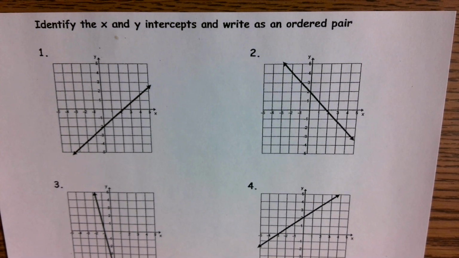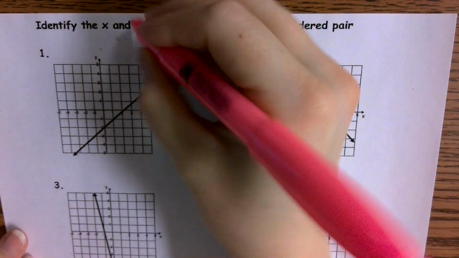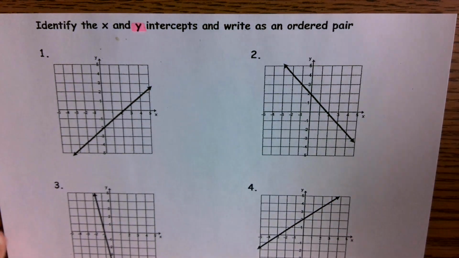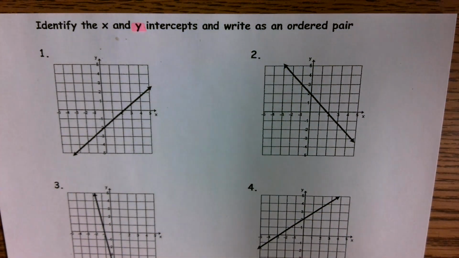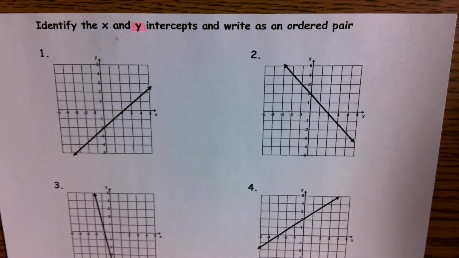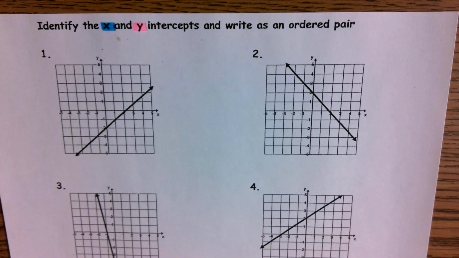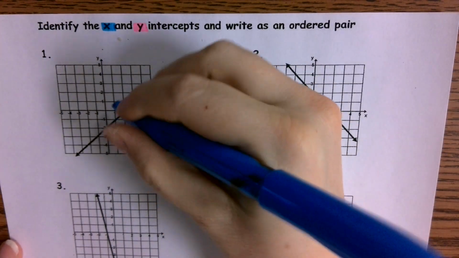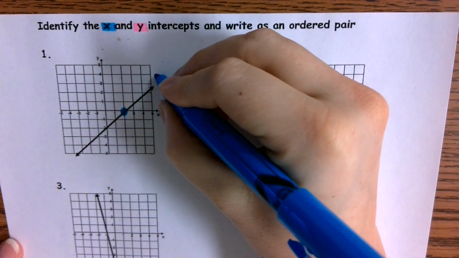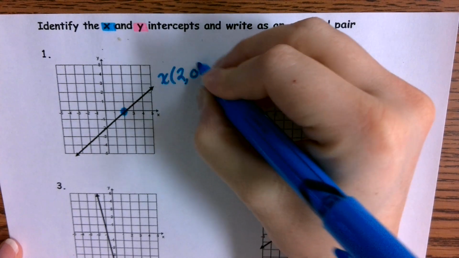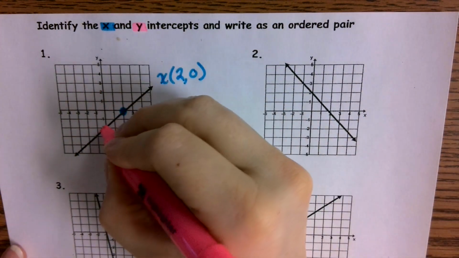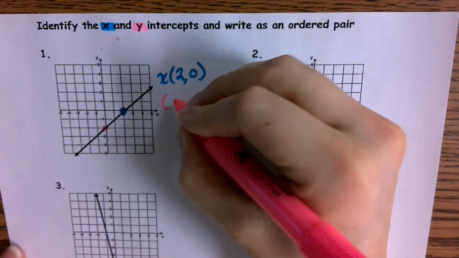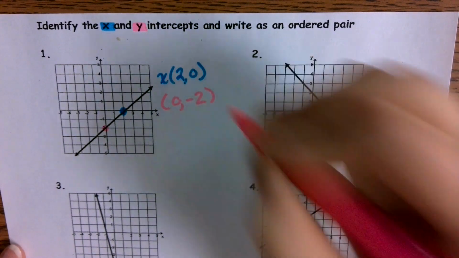All right, so here for problem number 1, we're identifying our x and y intercepts. Remember, the y-intercept is always going to cross over the y-axis. The x-intercept, which I think I did in blue. Do I have my blue highlighter? Yes, I do. My x-intercept, I always cross over the x-axis. In this situation, for our x-intercept, it's crossing over at the point 2, 0. And then our y-intercept is crossing over at the point 0, negative 2.